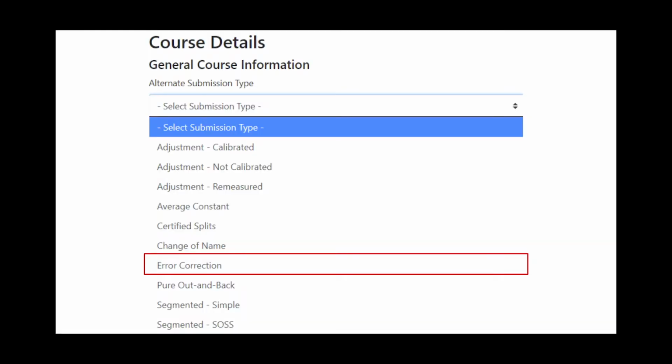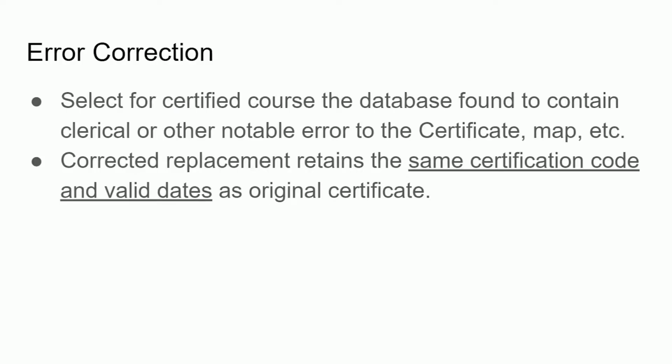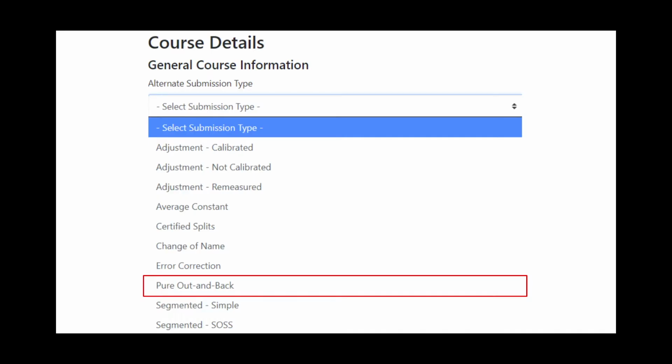Error correction. Select this type for a course that was previously certified and entered into the database, but is later found to contain a clerical or other notable error that requires a correction to the certificate, the stamped map, or the supporting documentation. It is important to know that an error-corrected course retains the same certification ID and valid dates as the original. Pure out and back.